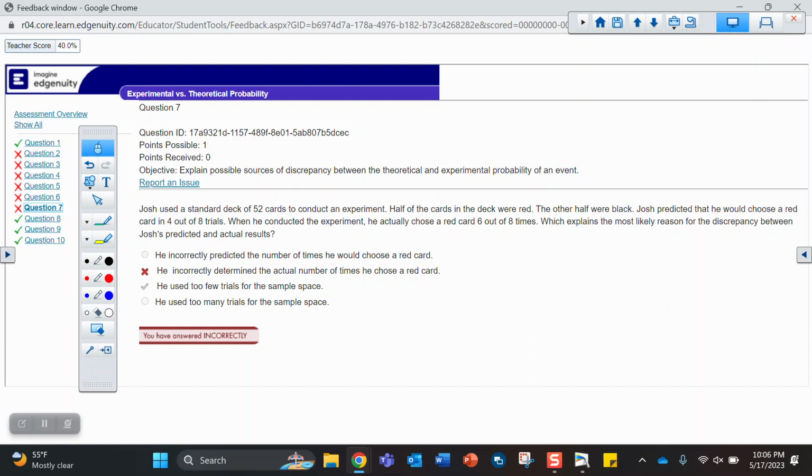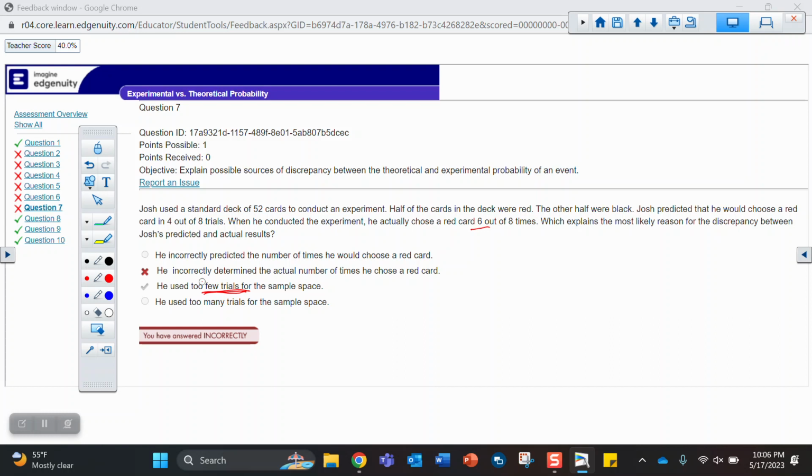And I haven't read these yet, but I guess it's going to say something about he didn't do it enough times. He incorrectly predicted? Nope, if it's out of 8 and it's 50-50, 4 out of 8 would be 50-50. He incorrectly determined the actual number of times he chose a red card? I doubt it. He says he got a red card 6 out of 8, so that's counted correctly. He used too few trials. Oh, yep, here we go again. So there's that concept that he just didn't do it enough times to truly get to 50-50.